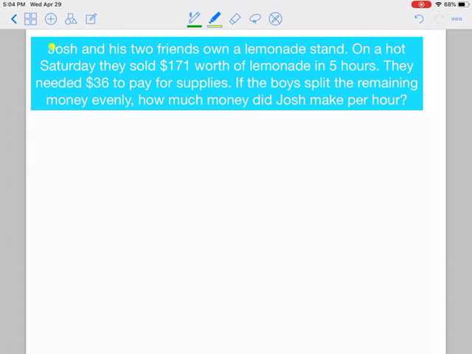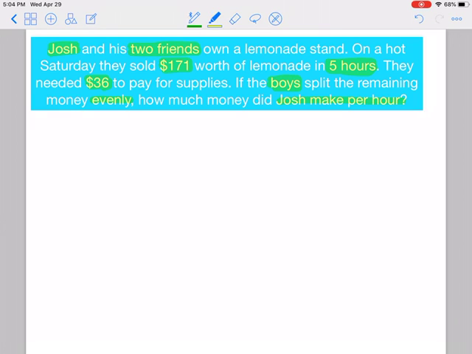So it says Josh and his two friends, so that means there's 3 of them all together, own a lemonade stand. On a hot Saturday, they sold $171 worth of lemonade in 5 hours. They needed $36 to pay for supplies. If the boys, so I'm going to underline boys because they're asking all 3, split the remaining money evenly, how much money did Josh make per hour?